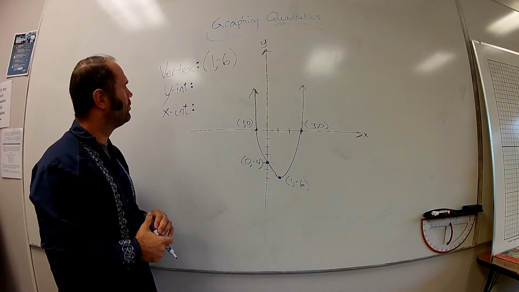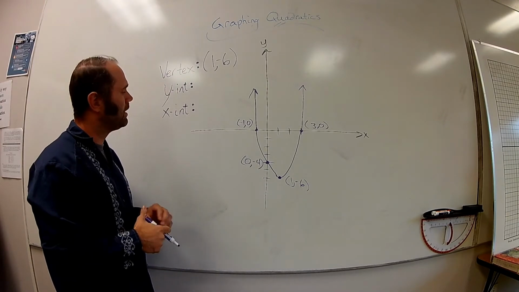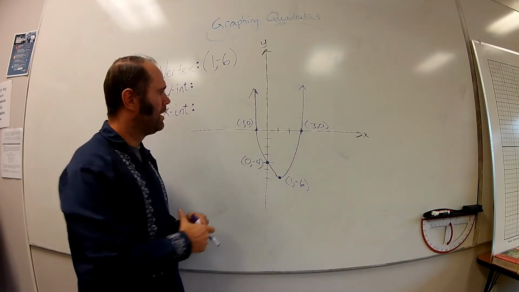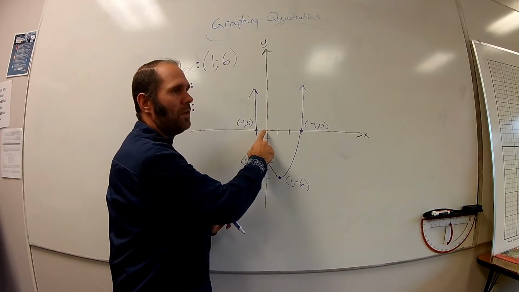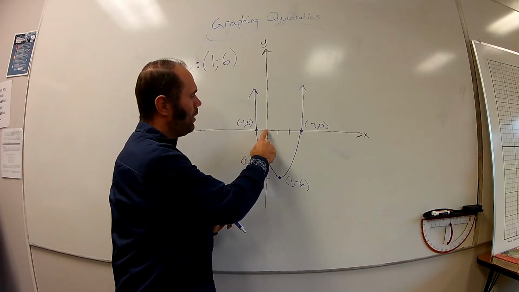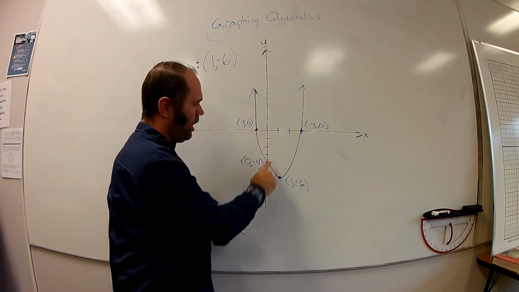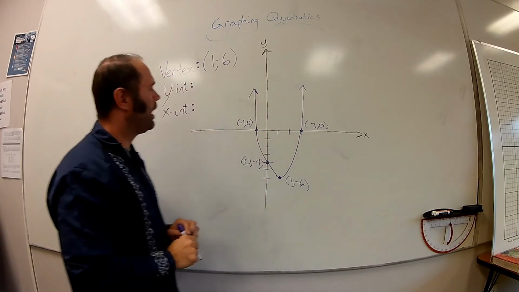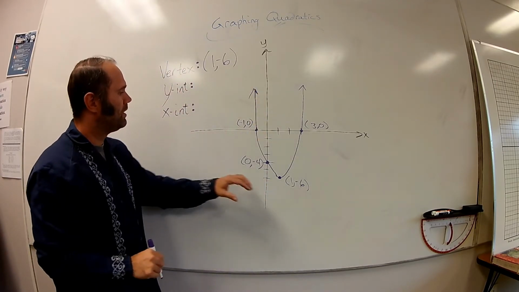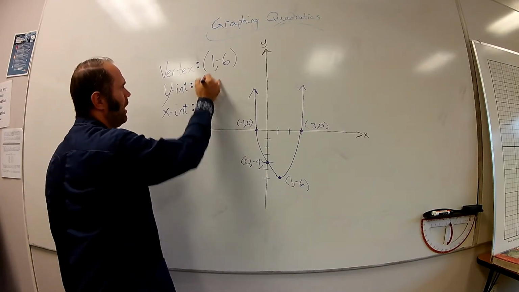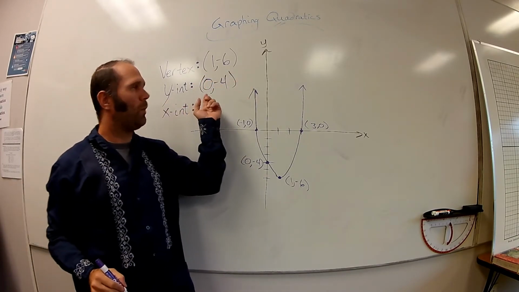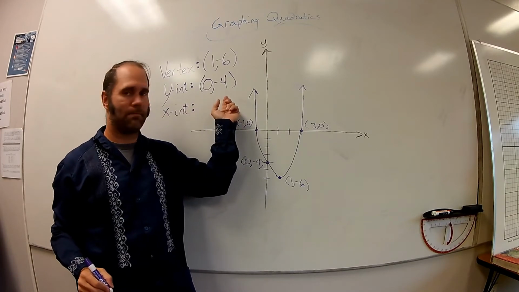The next thing that's important to find is the y-intercept. That's where we cross the y-axis, and that's a value of 0 for x. We're not right or left of 0, we're on 0 for x when we hit the y-intercept. In this case, the y-intercept is (0, -4). So your y-intercept will always be (0, something).